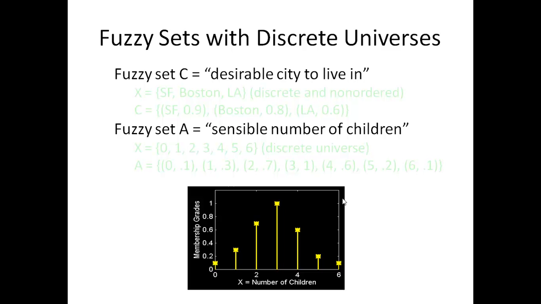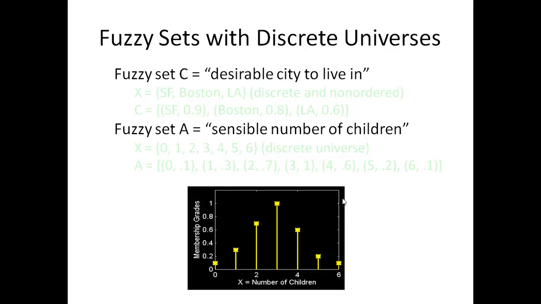Now we'll go to fuzzy sets with discrete universe. So we will have an example. If fuzzy set C is equal to desirable city to live in, so X can be found, and from X, if X is a given set, you can find C with the membership functional values of elements of X.